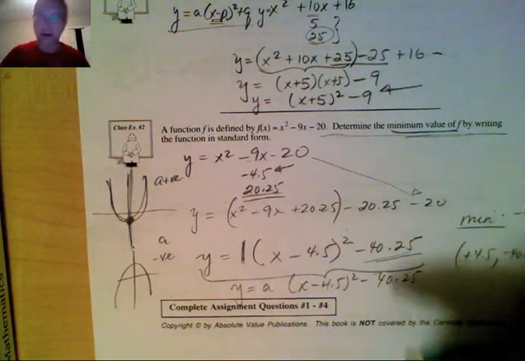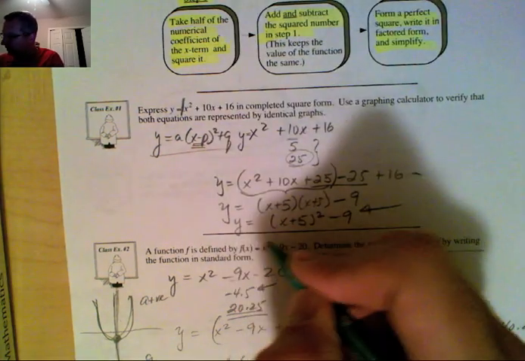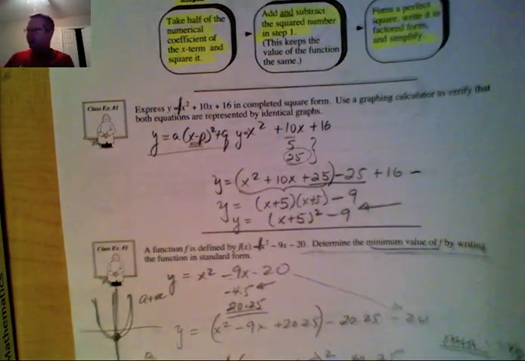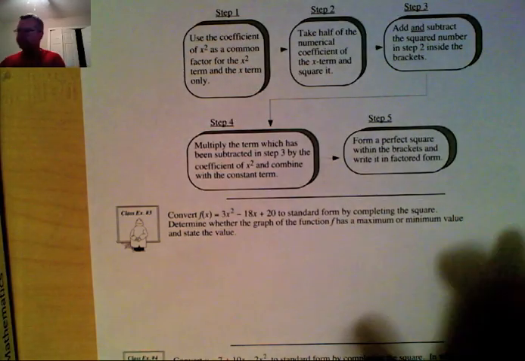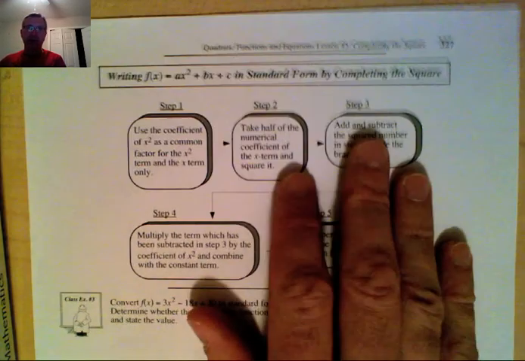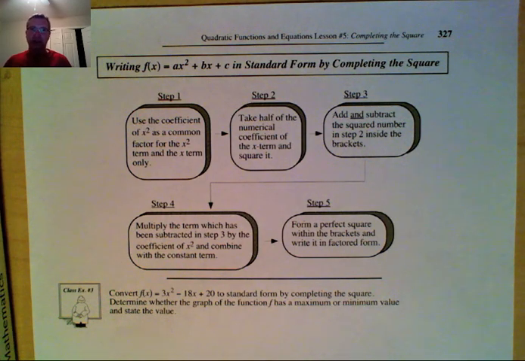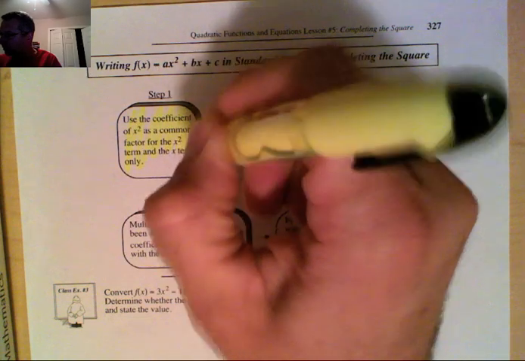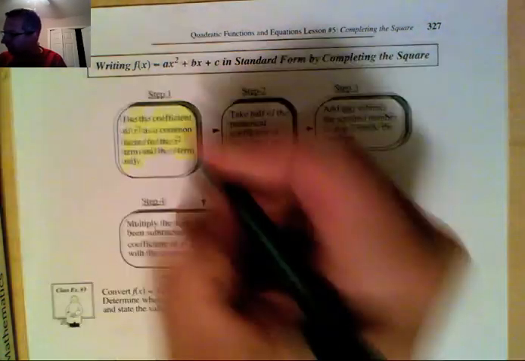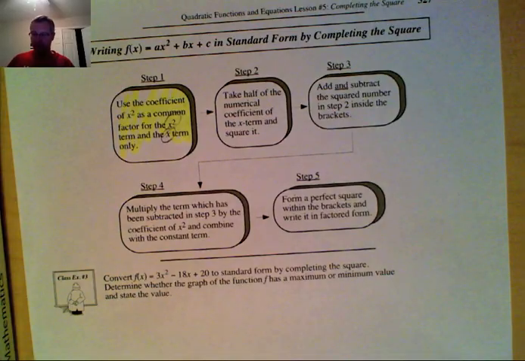And when we look at our vertex, that minimum is always the y value of the vertex. Now, the first 2 examples that we looked at had quadratics that had a leading coefficient of 1. But we know not every quadratic in the world has a leading coefficient of 1. So if we look at questions where you do not have a leading coefficient of 1, we have to add in another step. What we have to do is use the coefficient of the x squared term as a common factor of the x squared and the x term only. And then the rest of the process is the same. So I'm going to show you what that looks like.